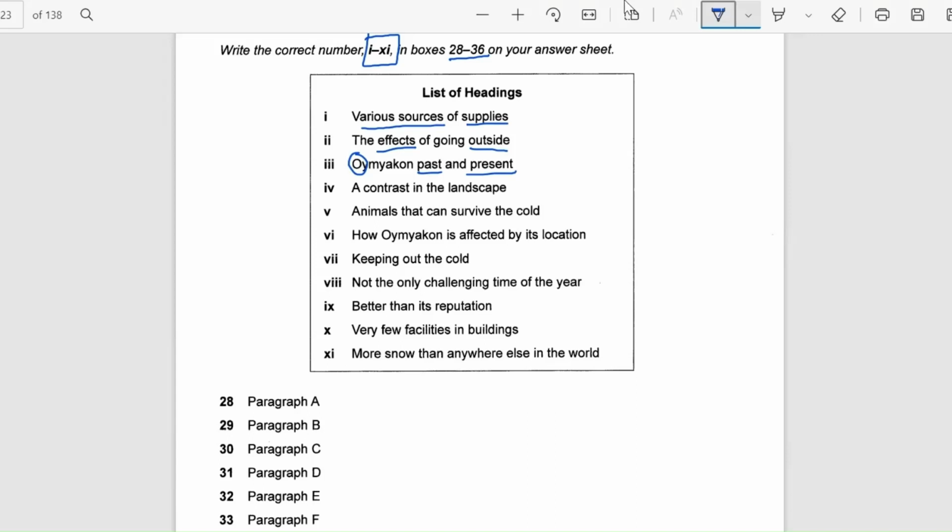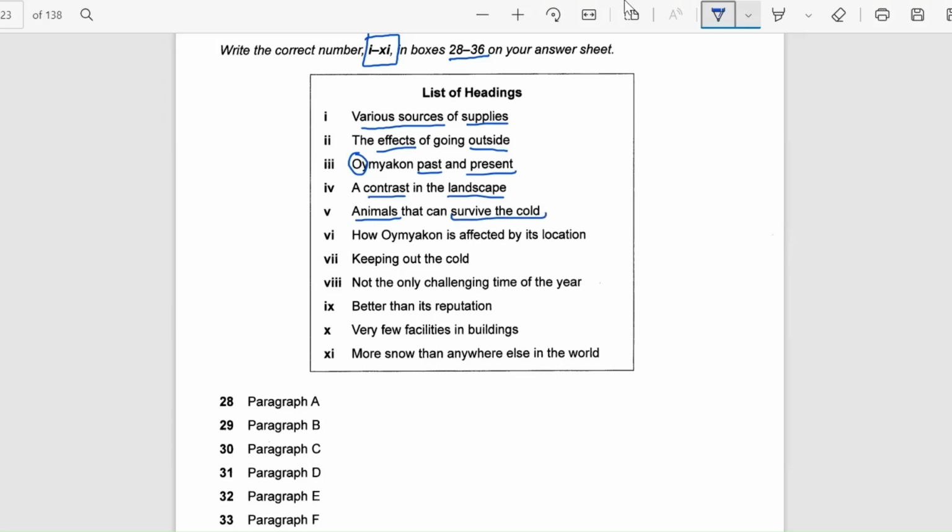Okay. A contrast in the landscape. Now, landscape is obviously talking about the natural setting. So there is some kind of contrast that is there, which means either it is beautiful or ugly. So contrast would mean some opposite things are coming into picture. Now, the fifth point is talking about some animals that can survive in the cold.